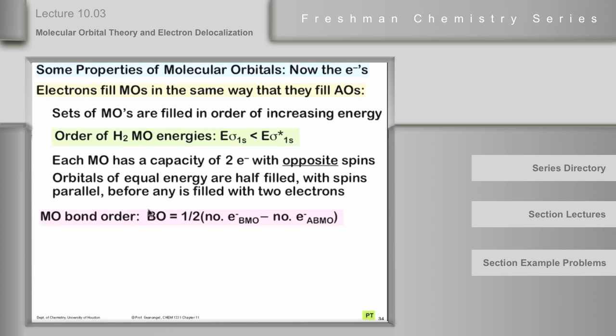Here's something new. The bond order for that molecule is determined after we put the electrons in, and it is equal to this equation: 1/2 of the number of electrons in bonding molecular orbitals minus the number of electrons in antibonding molecular orbitals. As we'll see in a little bit, all it needs is a focus on the valence molecular orbitals. The core molecular orbitals don't play a role in this.